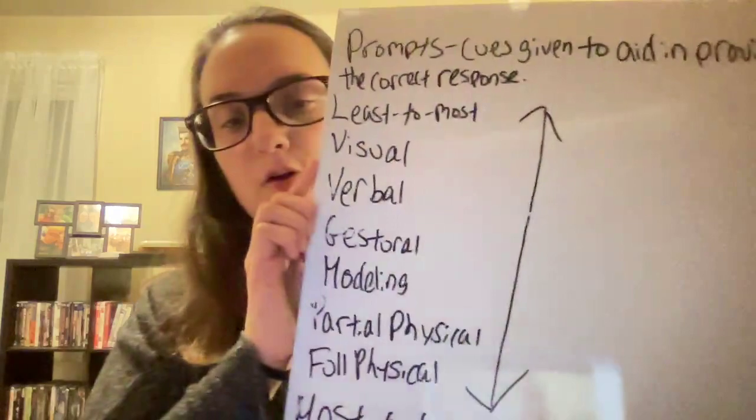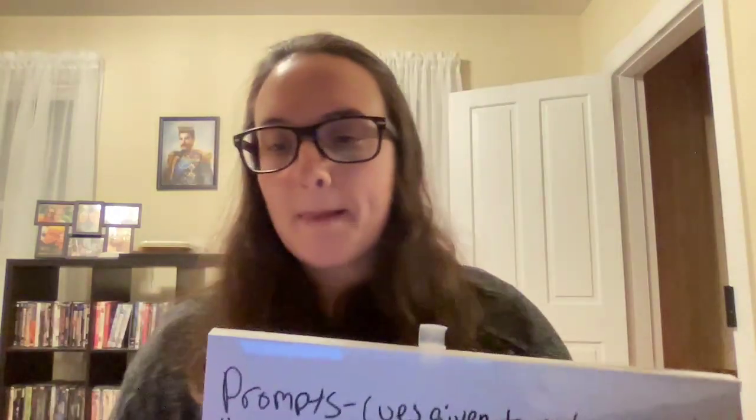The fifth prompt is a partial physical prompt. For this prompt, the learner is given some physical guidance. So you might guide the learner's hand to the side of a table. If you say, "Find the cat," you might guide their hand to the side of the table where the cat card is. Or if the learner might be about to err, you might move the hand in the direction towards the correct response.